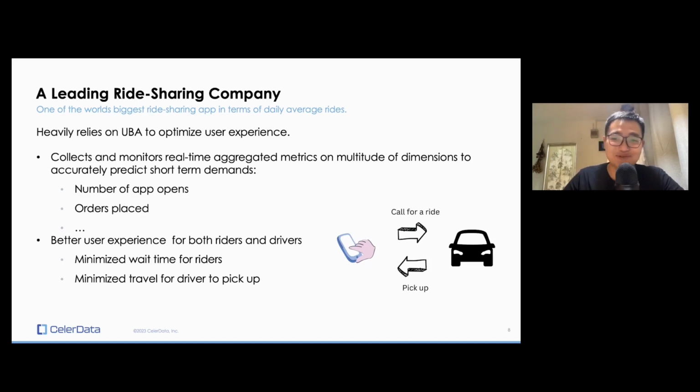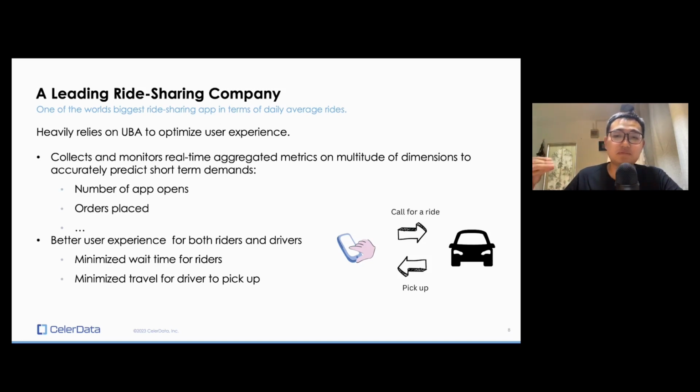Because it's real time, I like real time. They collect and monitor real-time aggregated metrics on many dimensions. These dimensions can be different regions and geospatial locations, and also user groups and user segments. They collect a lot of metrics like the number of app opens, and the number of orders placed in that region during that period of time. So they can accurately predict the short-term demand of a small area during a specific time.